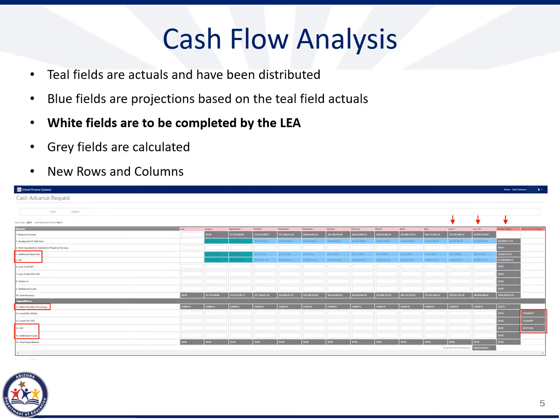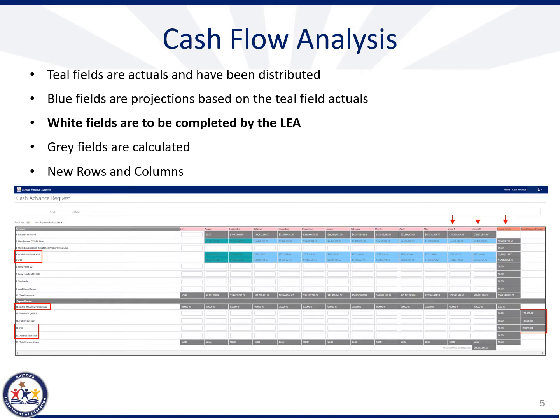After clicking New Request, this is the cash flow analysis screen. Teal fields are actuals and have been distributed, so depending on where we are in the fiscal year when your LEA goes to submit a request, these will be populated. Blue fields are projections based on the teal field actuals, so teal and blue fields are system populated and you do not need to enter these. White fields are to be completed by the LEA.